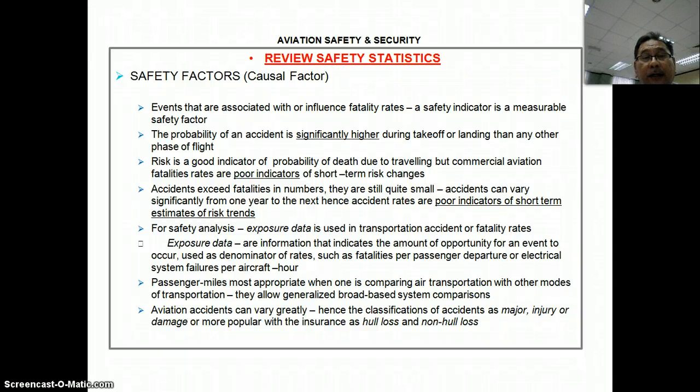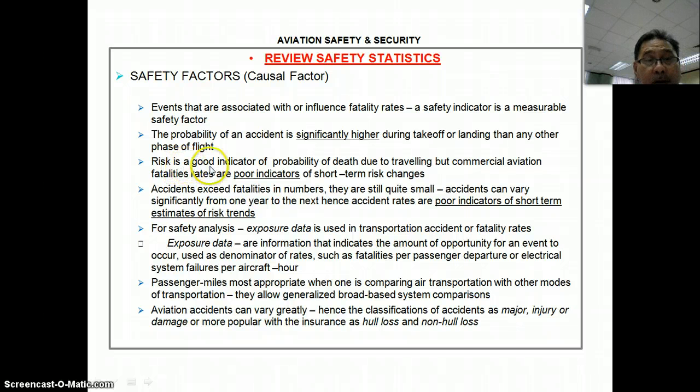Review safety statistics. As everybody knows, safety factors are causal factors. There are so many events that are associated with safety factors. The events that are associated with or influence fatality rates are a safety indicator, which is a measurable safety factor. The probability of an accident is significantly higher during takeoff or landing than any other phase of flight.